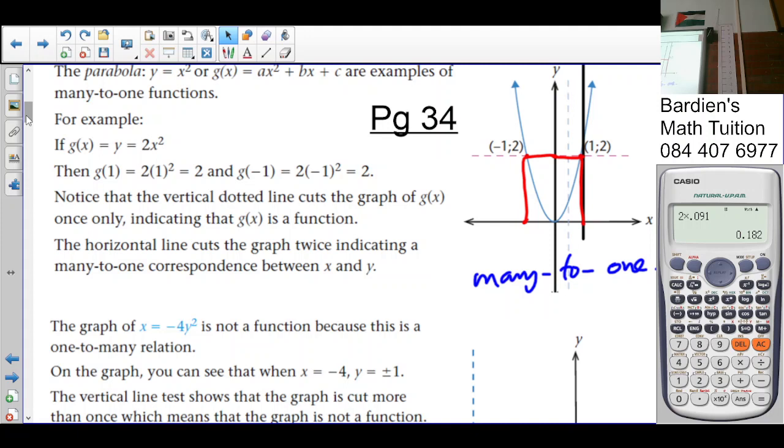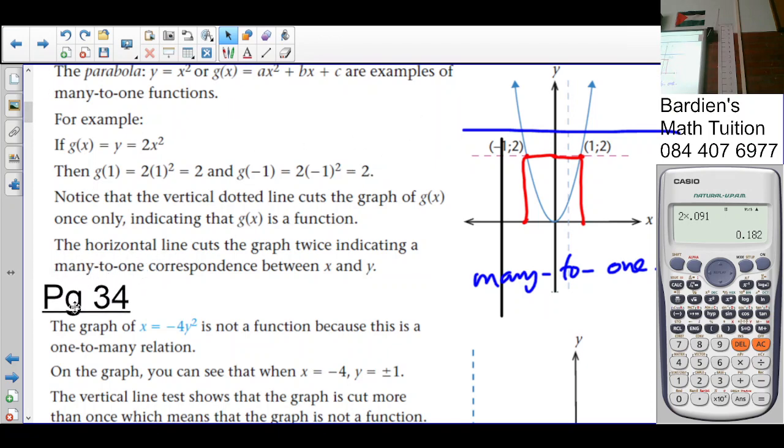And that is how later on we're going to determine if a given graph or a given relationship is a function. It has to cut the vertical line once. The horizontal line cuts the graph twice, indicating a many to one correspondence between x and y. So your vertical line tells us that there is a function, and we draw a horizontal line going across, and the graph cuts more than once. It now tells you it's a many to one function. But we'll do more examples of that, don't worry.